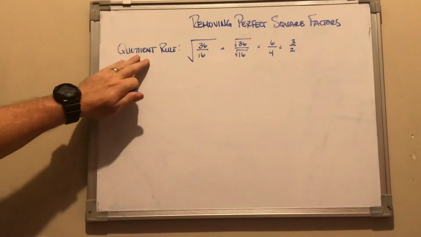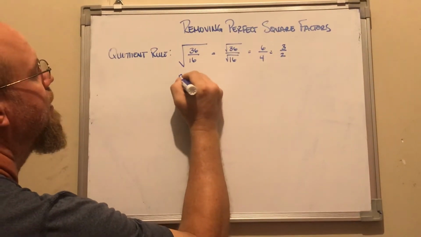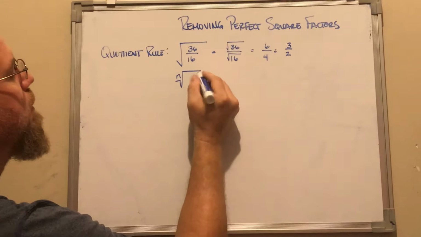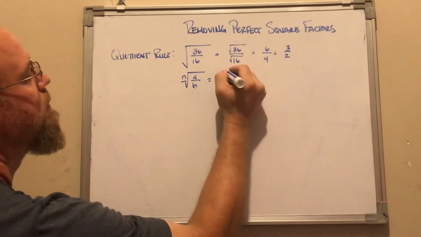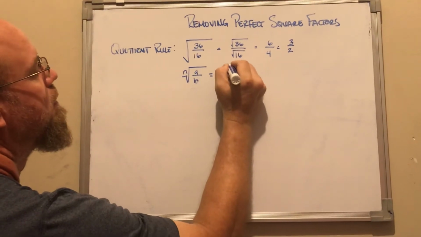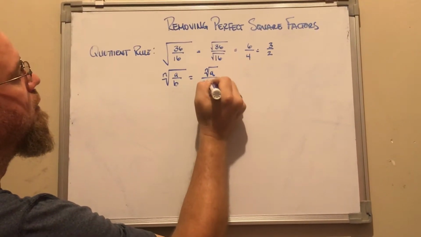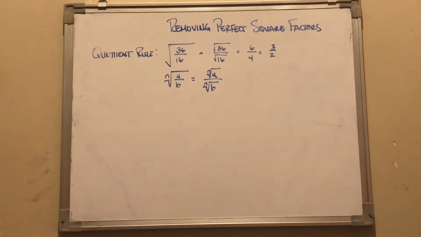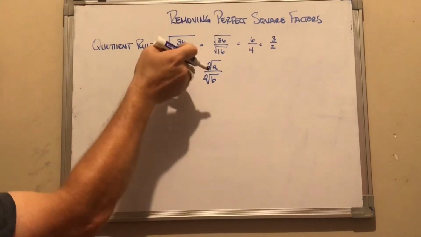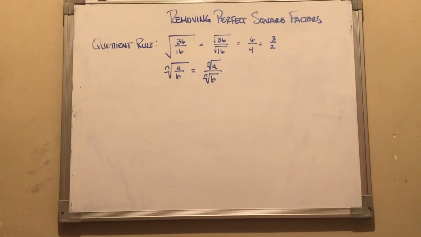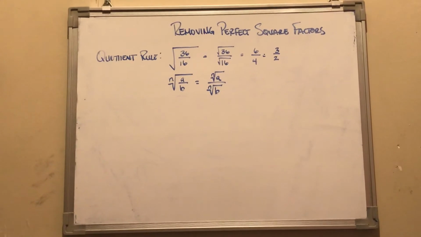Okay, that is the quotient rule, right? And that is written as the nth root of a over b equals the nth root of a over the nth root of b. Okay? So we can split that radical up into the numerator and the denominator. All right? So now we have a new rule which is called the product rule.